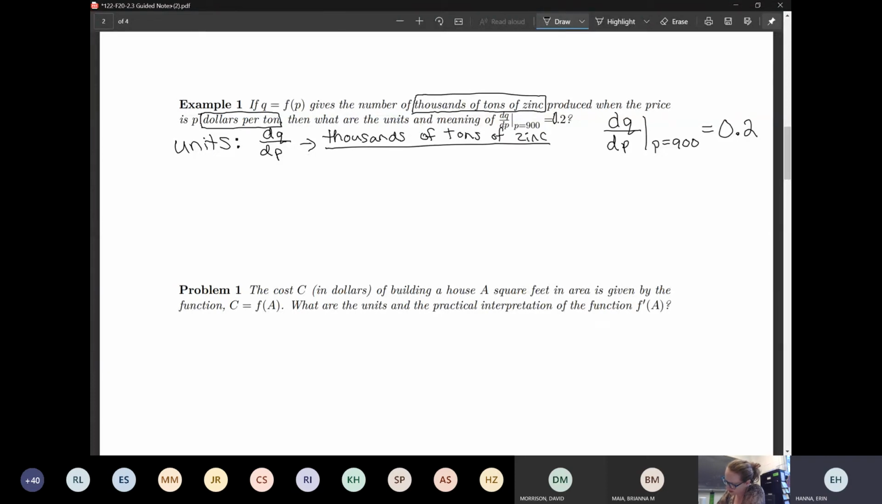And then our units of P are dollars per ton. I mean, these units were a bit crazy, but it's okay. So those would be our units of the derivative: thousands of tons of zinc per dollars per ton. It's also very weird to say. So say I want to interpret this, and I have my two options.